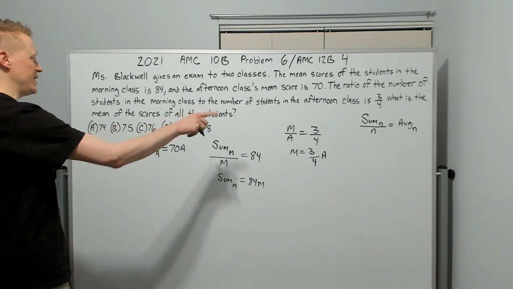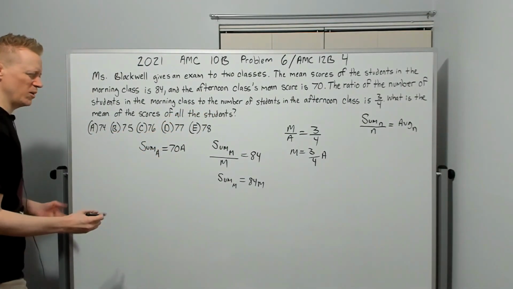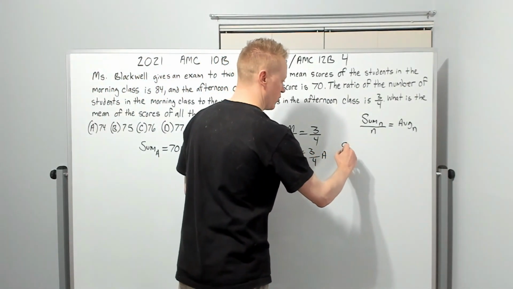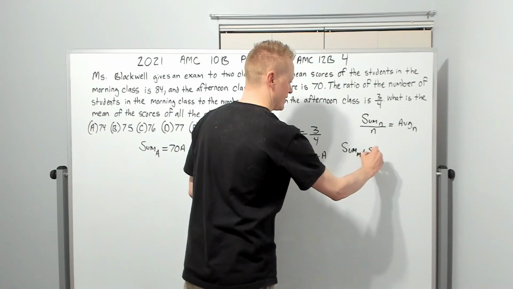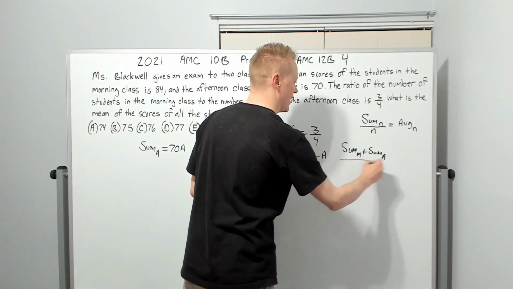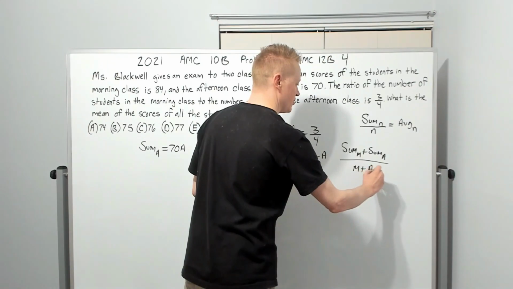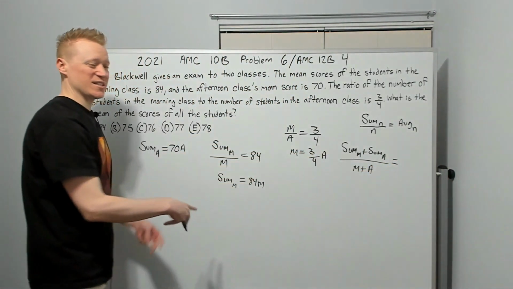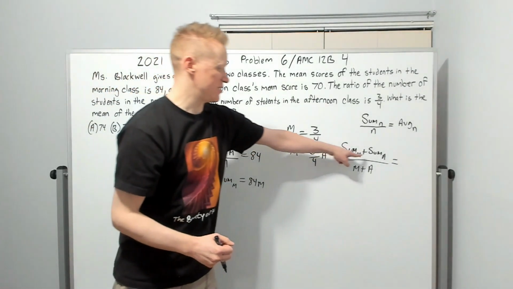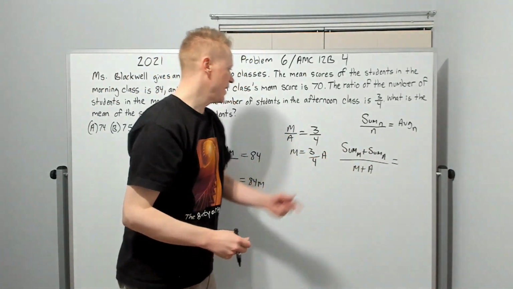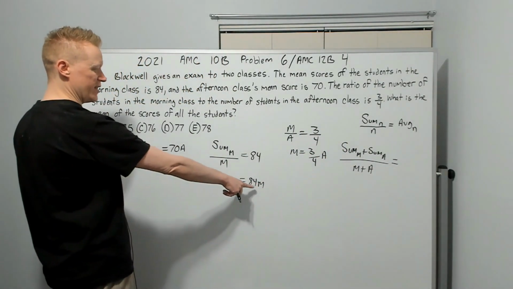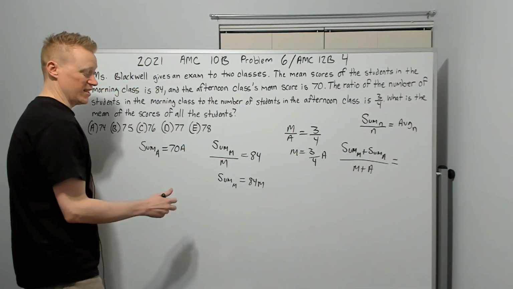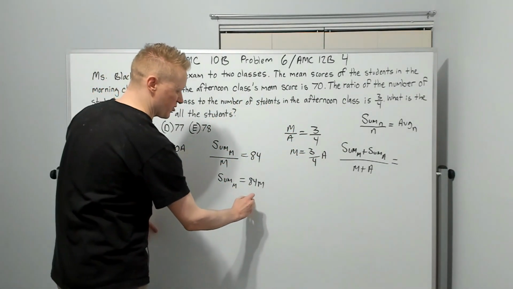We want to know the mean scores of all the students. Well, think about how would the mean be calculated? It would be the sum of the morning class plus the sum of the afternoon class divided by the number of students in the morning and the afternoon class. That's the average. We just need to find it. And the problem is we've got two variables and they're written in terms of a sum. So what do we do? We know that the 84m is here, but we see that m is 3/4 of a. Well, we're pretty good then. All we got to do is replace this m with 3/4 of a.